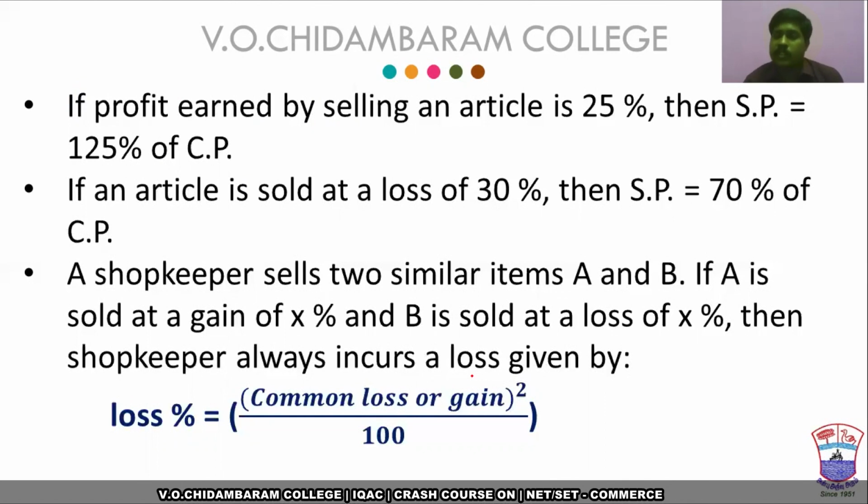Another interesting sum in this topic is a shopkeeper sells two similar items, that is the same item A and B. One is for a gain of X percentage, another one is for a loss of X percentage. That is, I have a TV. One particular seller sells it for a 20% profit. Another person is selling the same TV for 20% loss. What is the total profit or loss? It will be the question.